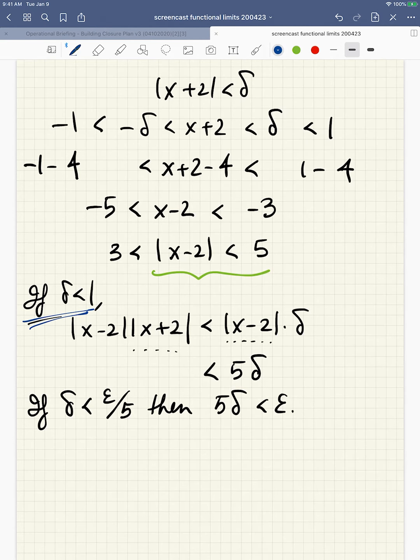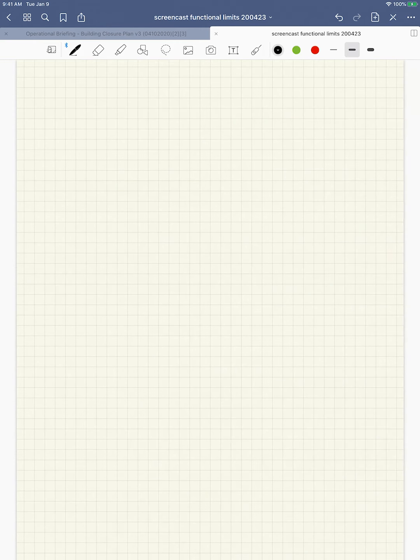I've got this condition and I've got this condition. So I just want to make sure that when I choose delta, I choose delta to be the smaller of 1 and epsilon over 5. Okay. So let's go do the proof. We want to show that the limit as x goes to -2 of x squared minus 1 is equal to 3. Okay, so here's the proof.